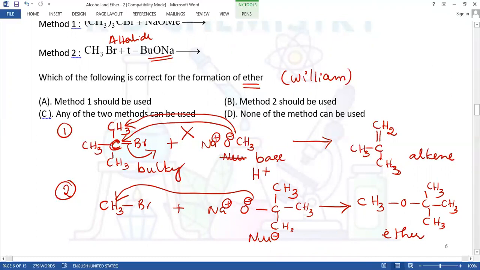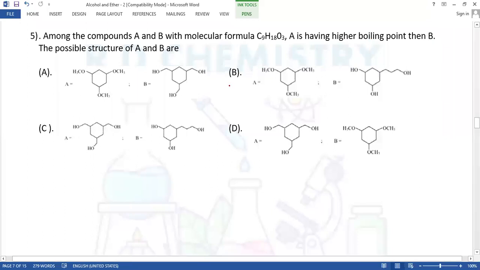So what is the answer now? Answer is option number 2. Second one is the answer. Method 2 can be used to prepare ether. Correct? Yes.